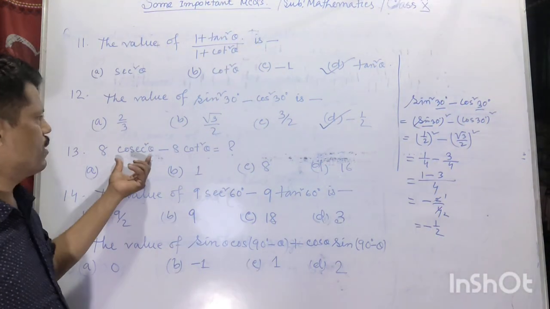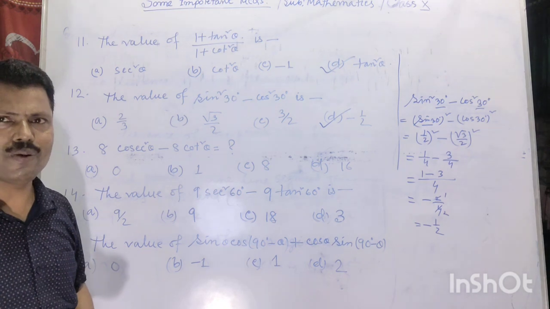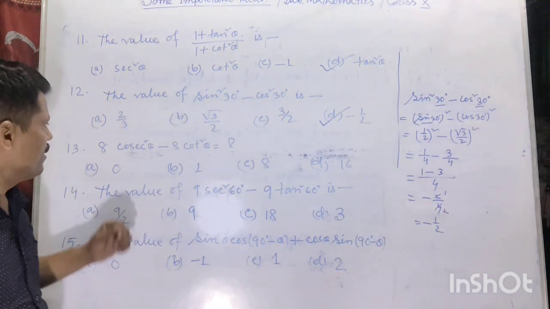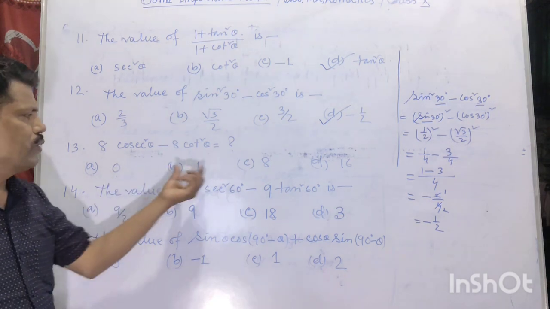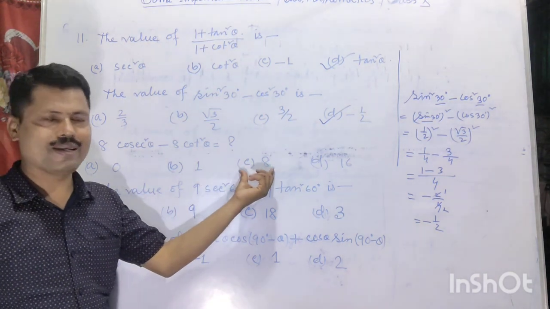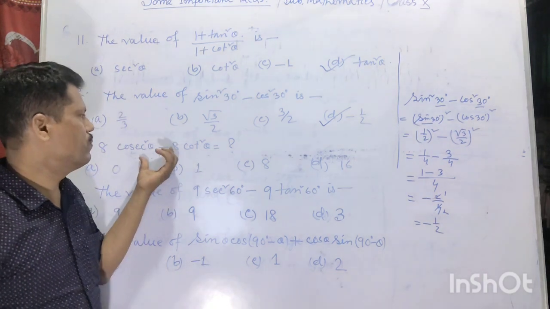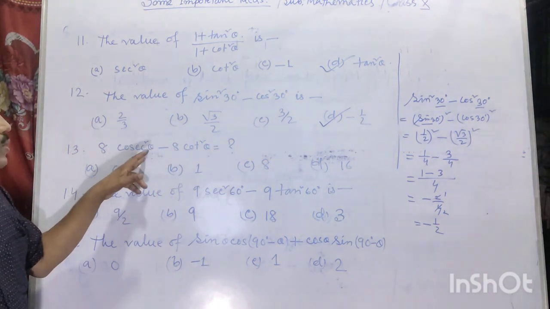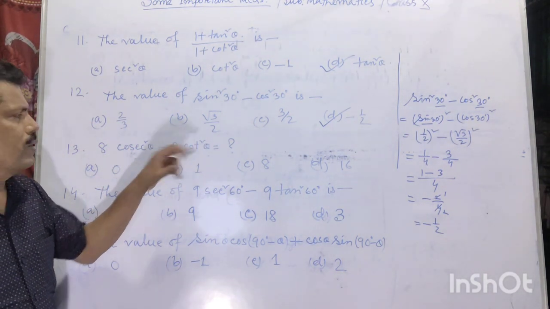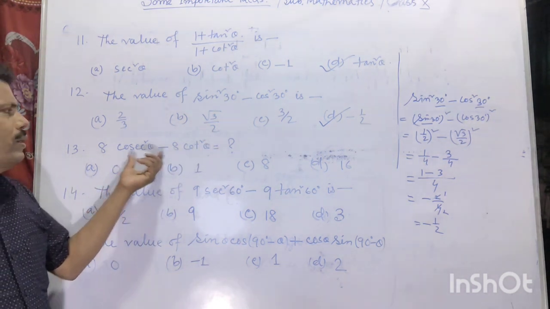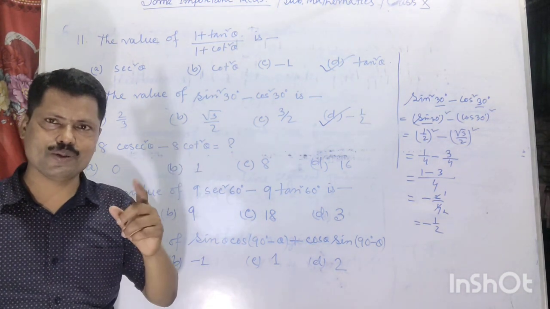Next one, 8 cosec square theta minus 8 cot square theta is equal to what? We have to find out that. Here, option A is 0, option B is 1, option C is 8, option D is 16. So let us see what is the value of this actually. 8 cosec square theta minus 8 cot square theta is equal to what? We know cosec square theta minus cot square theta is equal to 1.